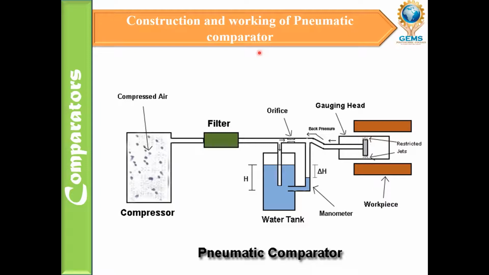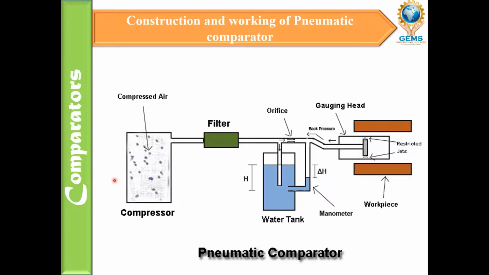So how does it work in the pneumatic comparator? If you see this pneumatic comparator, here there is a compressor. Then a filter is there, an orifice is there. This is a water tank. It is a manometer. This is a gauge head. So these are restricted jets. The air will flow in this way. These are the workpiece we are going to measure.